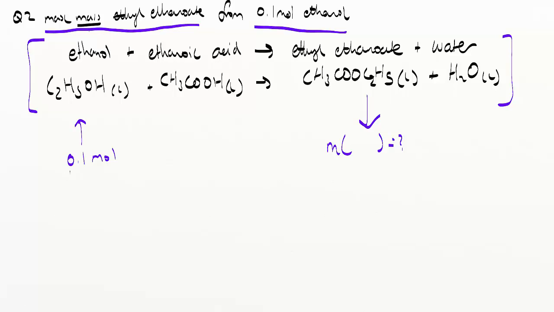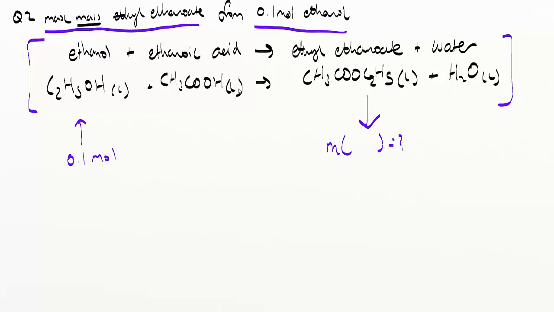Okay, so first of all, I realized that we need to find out what the ratio is between ethanol here and ethyl ethanoate over here. And I can see very simply that there's a 1-to-1 ratio. So it's very simple for us. So let's have a look at the thinking now. I have 0.1 mole of ethanol. How many moles of ethyl ethanoate will 0.1 moles create? So I've realized 1 mole of ethanol creates 1 mole of ethyl ethanoate. So 0.1 moles of ethanol will create 0.1 mole of ethyl ethanoate. So that's done and sorted.